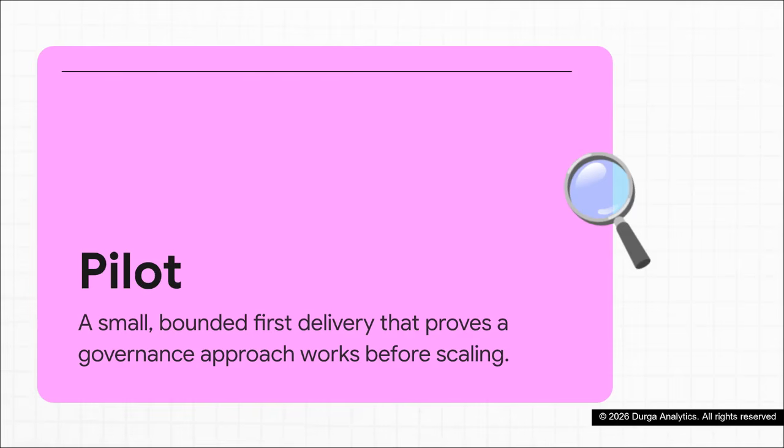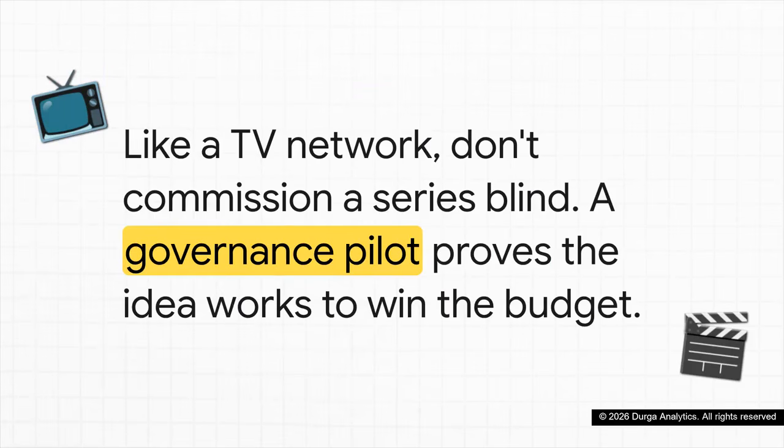Think about it like a television network. A network doesn't just commission a full 20-episode series completely blind, right? No way. They make a pilot episode first. The entire goal of that single pilot is to prove the concept works, capture an audience, and ultimately win the budget for the rest of the season. A governance pilot is exactly the same thing. It's a small, complete, highly visible proof of concept that earns the commission for your full data governance program. You get this pilot right, and funding the rest of your enterprise rollout becomes infinitely easier.